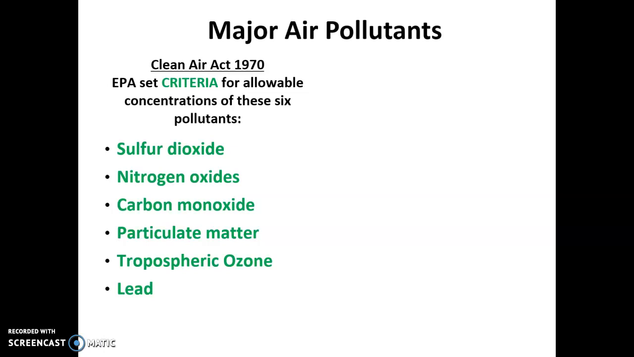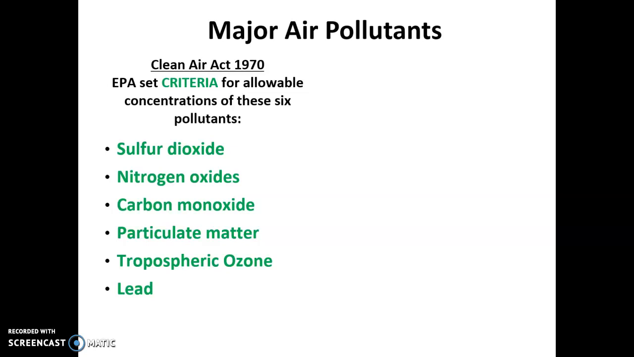Major air pollutants fall into 2 categories. The first set of air pollutants are called criteria air pollutants because through the Clean Air Act of 1970, the EPA, which is the Environmental Protection Agency, set criteria for what concentrations these 6 pollutants are deemed unsafe. So the 6 pollutants are shown here on the left: sulfur dioxide, nitrogen oxides, which means NO or NO2, carbon monoxide, particulate matter, tropospheric ozone, and lead.